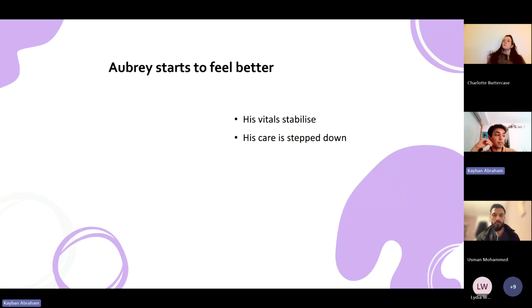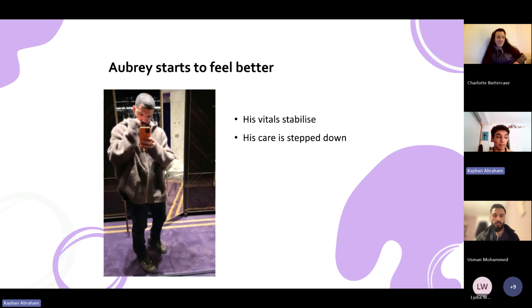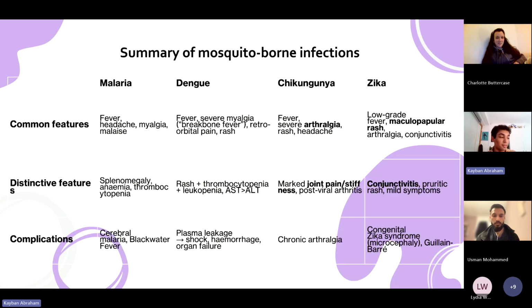Okay, so luckily we have made it to the other side with Aubrey. He is starting to feel better, look better. He's ready to go home. So he goes home and we get the summary of all of these lovely infections to learn.